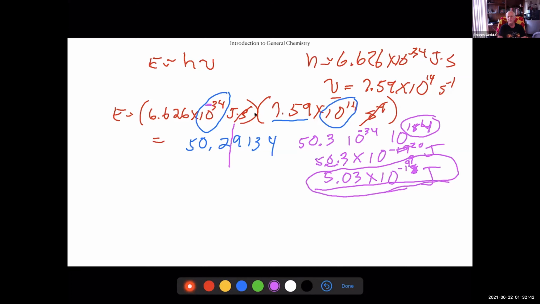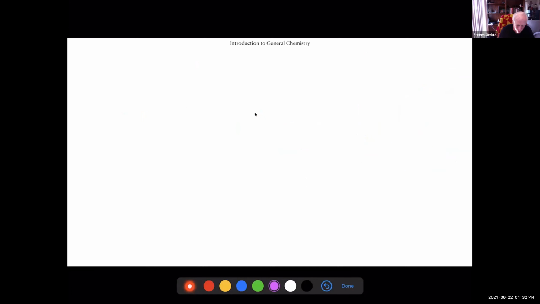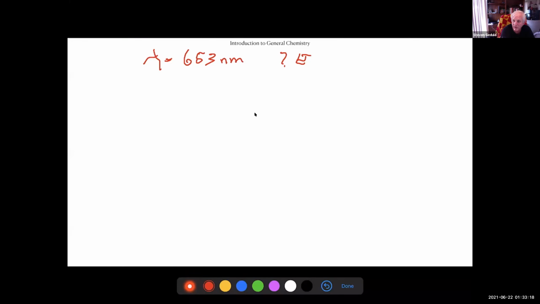Now, what if you're given wavelength? So let's go to wavelength. And we're going to do this one. Hopefully nothing goes wrong with this one here. So say we have a wavelength. A photon of light has a wavelength of 653. I'm going to draw this neater. 653 nanometers. What's its energy? Okay, typical test question on your midterm. How much energy is that photon of light going to give off?